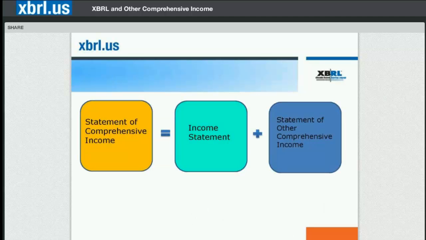Comprehensive income represents the aggregate of net income or loss from the income statement plus other comprehensive income or loss. This income may be presented in one combined financial statement or in separate financial statements. Details of OCI can no longer be included in the statement of stockholders' equity.